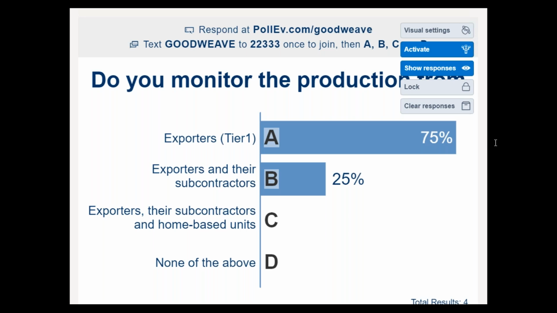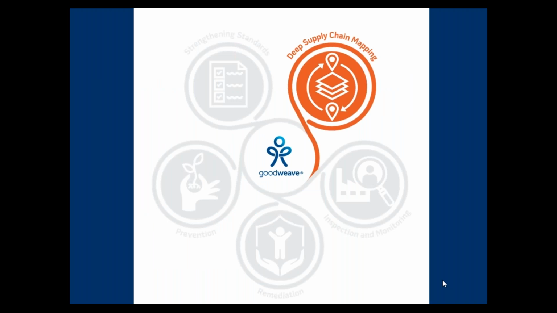In GoodWeave's experience, we've learned that in order to really know what's going on in supply chain, the whole system has to be designed to allow that. The standard or code has to address all production levels, and compliance has to be monitored, not just at the end of the supply chain, but throughout to really detect that child labor. So in the next slide, we'll go on to the next set of training modules.